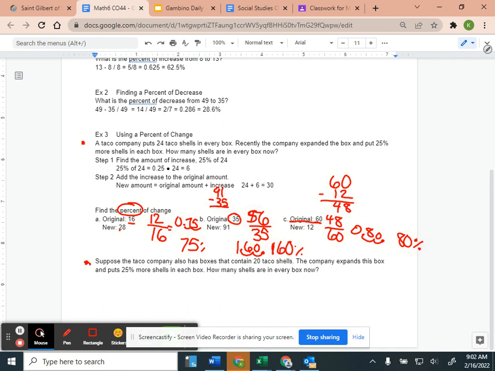Okay, shh. So I am going to stop the recording, okay? In order to do this bottom problem, you just have to do what we did on top for example 3.